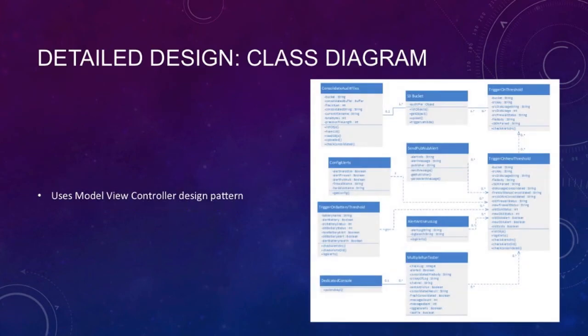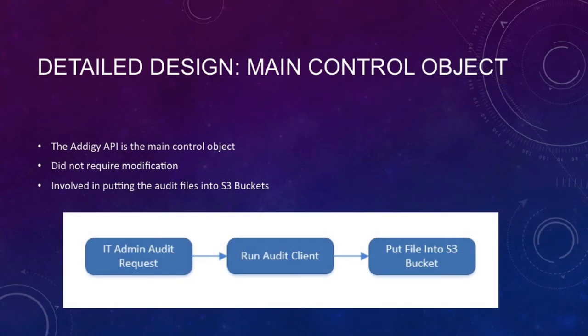Here is the detailed class diagram for the system. This project uses a model view controller design pattern. The main control object for this project is the AUDIT API. The process is simple. The IT admin requests an audit, the API runs the audit client on the user's machine, and the client puts the file into the S3 bucket.